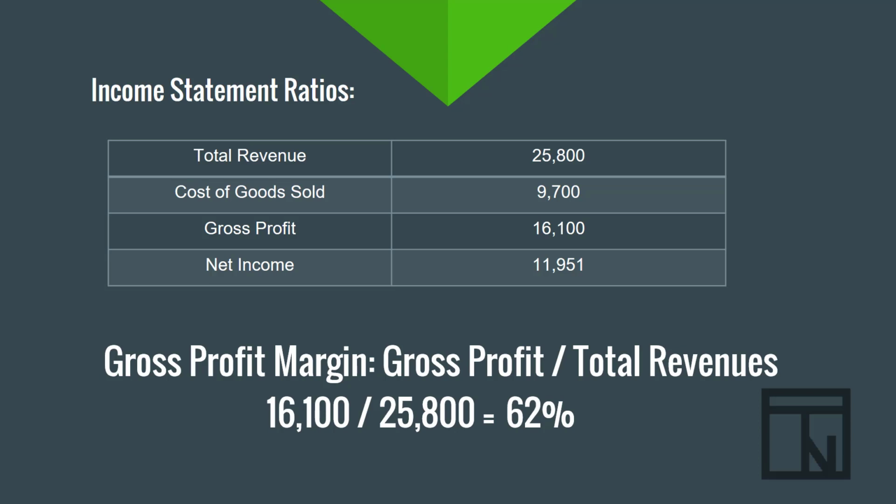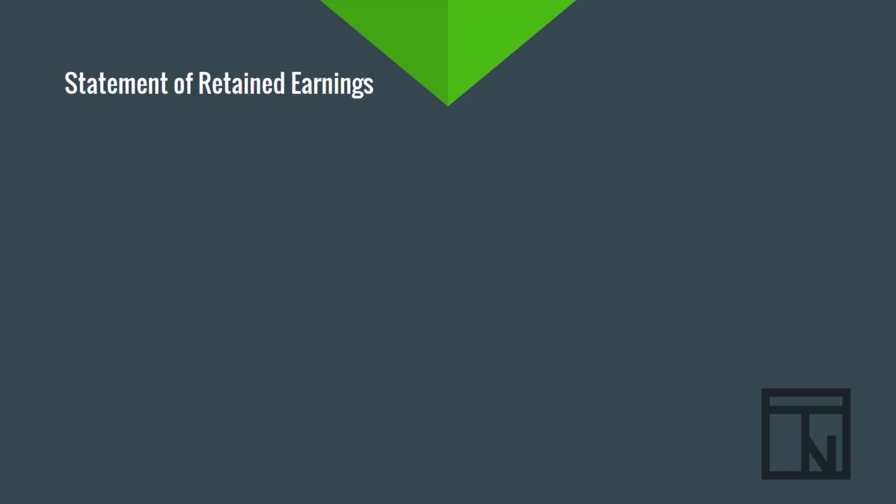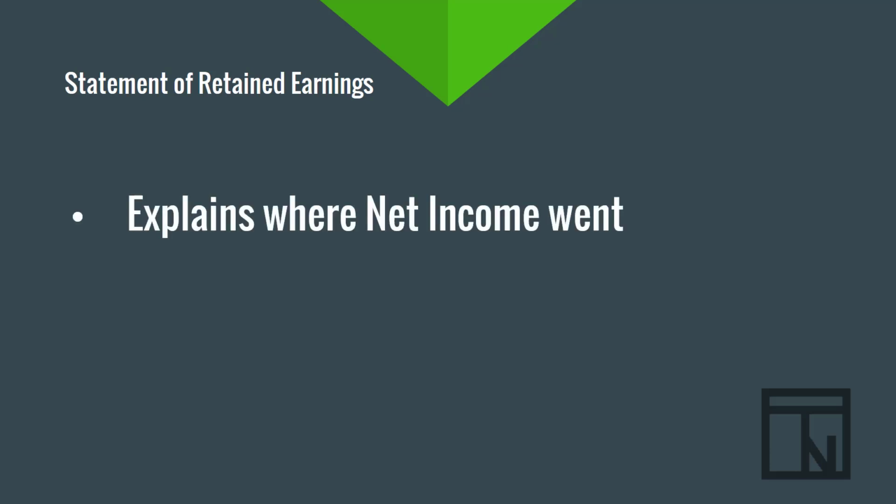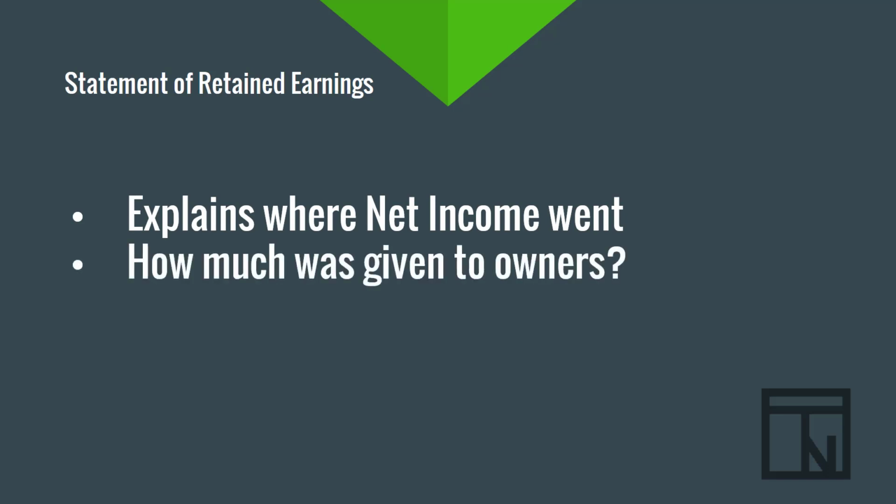All right, so those are some of the ratios that we work with income statements. We'll look at a few others as we get to balance sheets. But for right now, let's take a look at a statement of retained earnings. This is new to corporations because corporations have the account called retained earnings. And the statement of retained earnings helps us understand basically where all of our net income is going. It tells us how much is given to owners and how much was left for the business for next year.